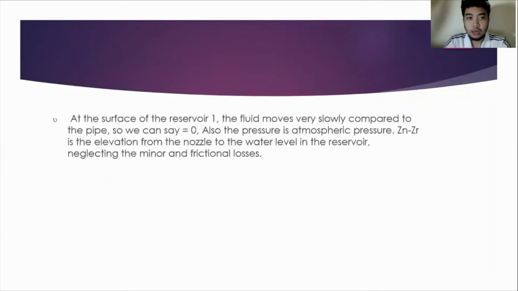So at the surface of reservoir 1, the fluid moves very slowly compared to the pipe, so we can say it is equal to 0. Also, the pressure is atmospheric pressure. Zn minus Zr is the elevation from the nozzle to the water level in the reservoir, neglecting the minor and frictional losses. So the result for me.